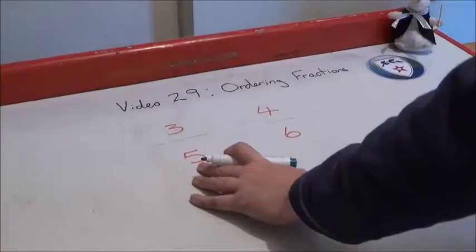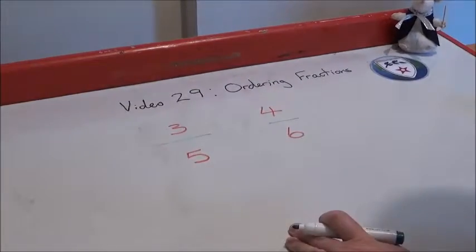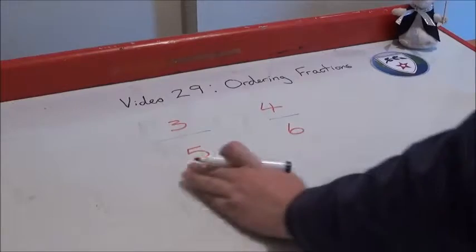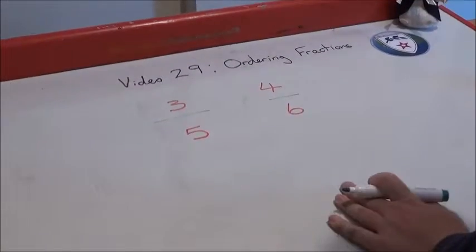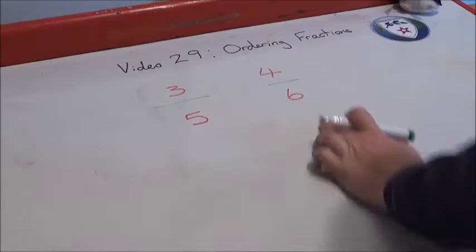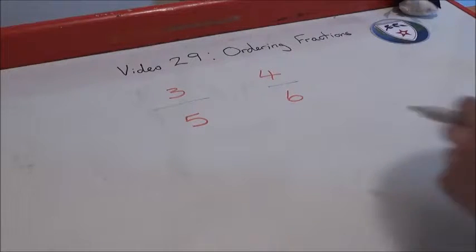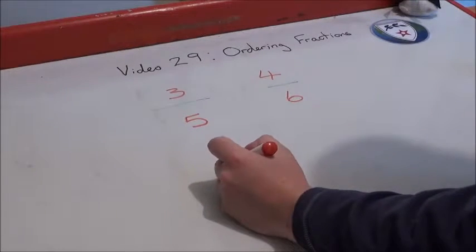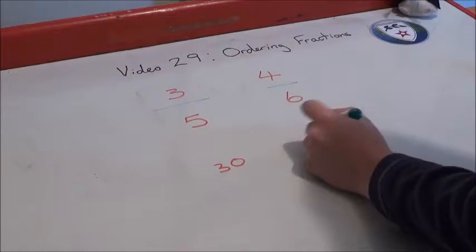So in this case, I have 3/5, and here 4/6. I have a 6. So I've got to find a common denominator that both the 5 and the 6 will fit into. And I'm going to do this by thinking of multiples. I need a common multiple of 5 and 6. The first one I can think of is 30. So underneath here, I'm going to write my common denominator.